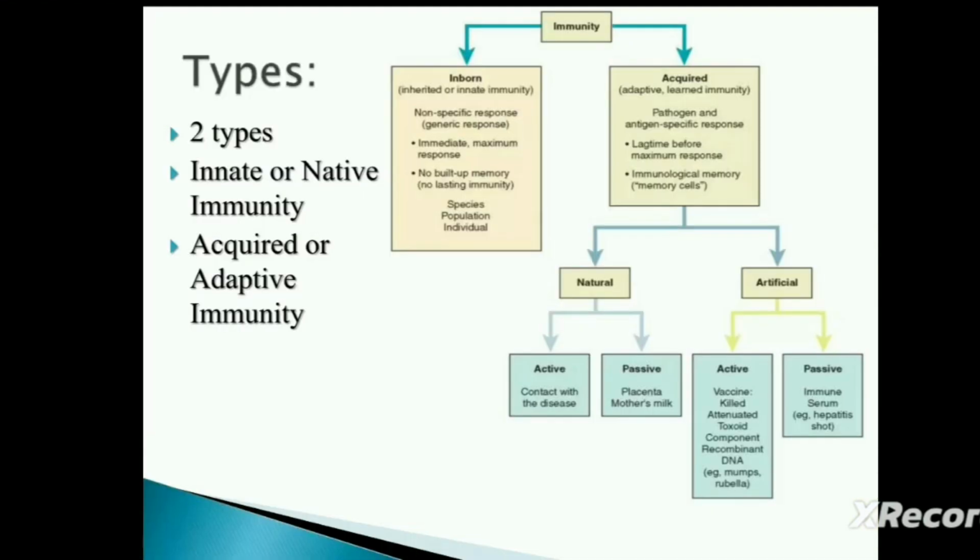There are basically two main types of immunity: the innate immunity, also known as native immunity, and the acquired immunity, also known as adaptive immunity. So, innate immunity includes the barriers such as skin and mucous membrane, whereas acquired immunity occurs in response to being infected with or vaccinated against a microorganism.